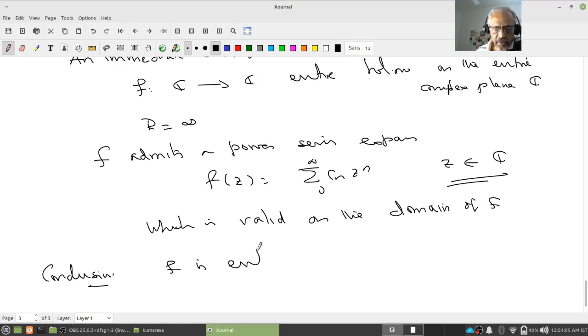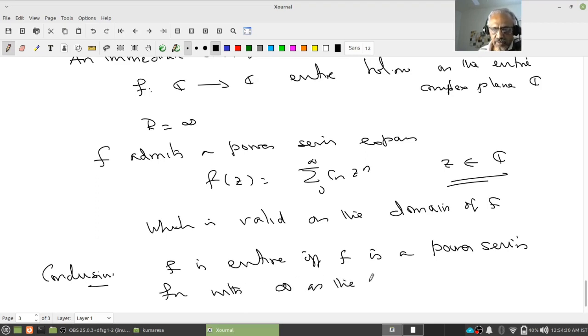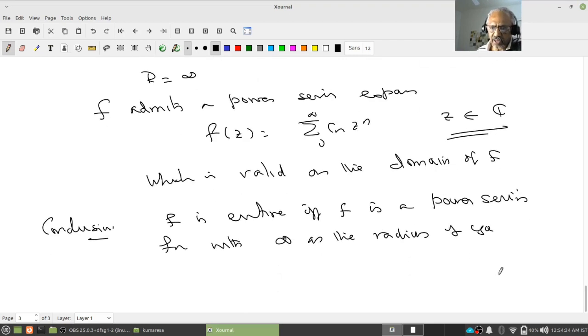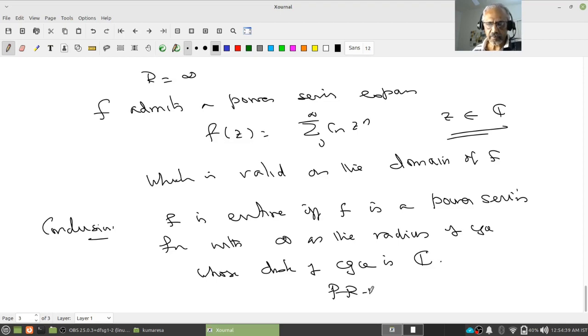F is entire if and only if F is a power series function with infinity as the radius of convergence. That is, the disk of convergence is all of C. That is, a function whose disk of convergence is C itself. So pause, review, proceed.